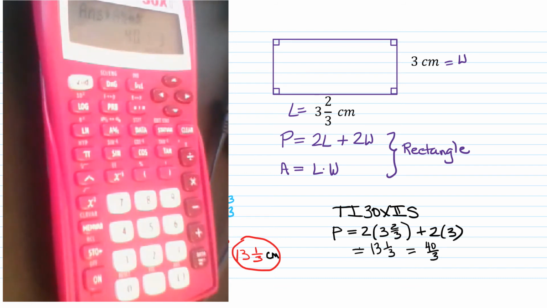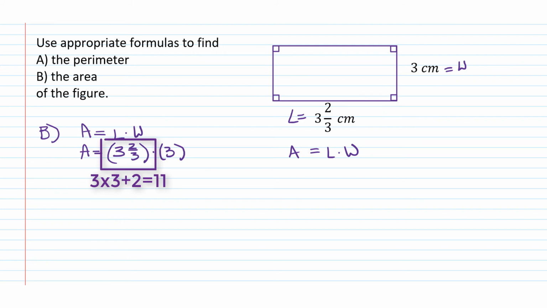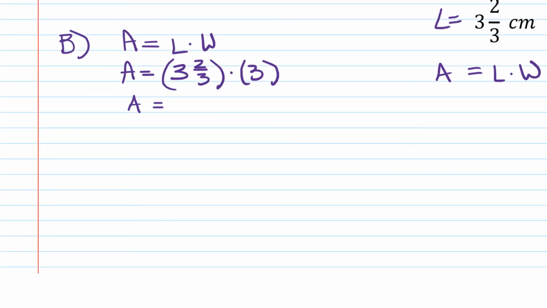All right, let's look at part B, the area of the figure. We know the area of a rectangle is length times width. So for part B, I'm going to say area equals length times width. The length is 3 2/3 times the width, which is 3. So you have several options for how to perform this operation. Most commonly, we recommend to convert the mixed number to an improper fraction. As we saw before, you can do that by multiplying 3 times 3 and adding 2. So we have area equals 3 times 3 is 9 plus 2 is 11. So we have 11/3 times 3.